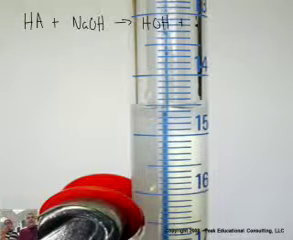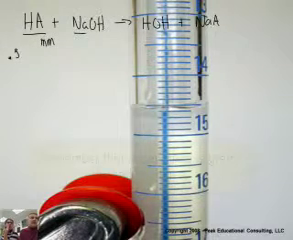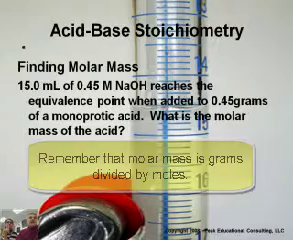Plus NaA. That's because the sodium has a one charge, and the monoprotic A is going to have a negative one charge. The goal is to find the molar mass of this. Molar mass is the grams divided by the moles. If I knew the grams divided by the moles, I get the answer. Wait, it gives us the grams. Let's go back and write down what we know.